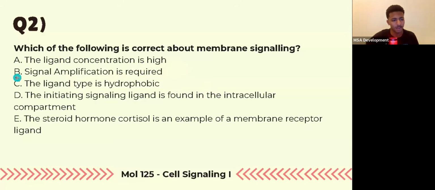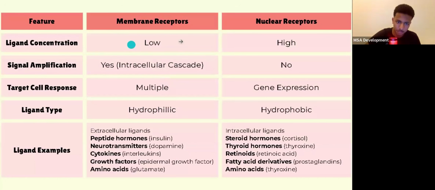And then, okay, let's look at option B. Signal amplification is required. This is the correct option because we said low ligand concentration and then signal amplification is required. Let's look at it over here. Low ligand concentration, signal amplification is required.